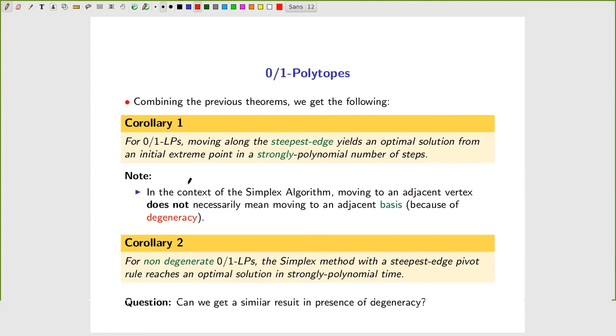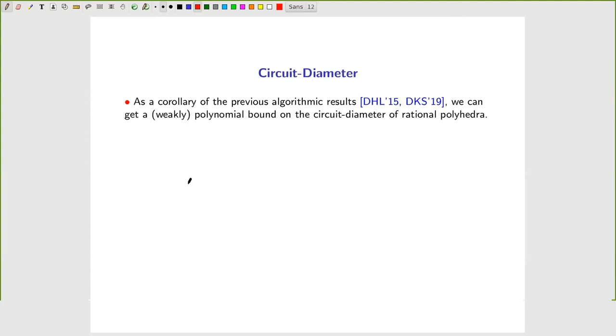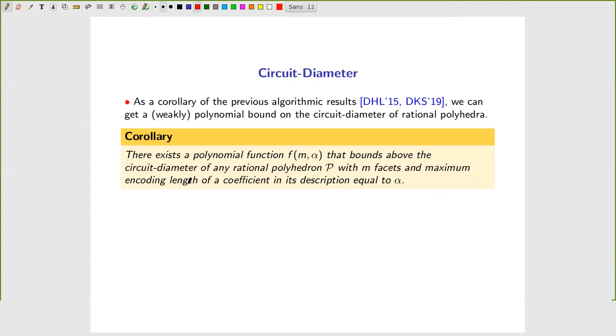Okay, now for the last maybe 15 minutes, a few things to say about the circuit diameter that I promised before. One easy corollary of all these algorithmic results is a weakly polynomial bound on the circuit diameter of rational polyhedra. Why is that? Because we showed before that with a circuit augmentation algorithm, if you use a greatest improvement circuit direction, you can reach an optimal solution in weakly polynomially many steps. Then the question is how you compute this circuit augmentation, but if you talk about the diameter, you don't care about that.